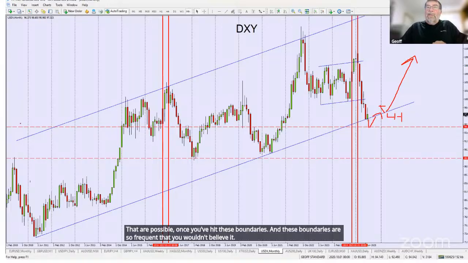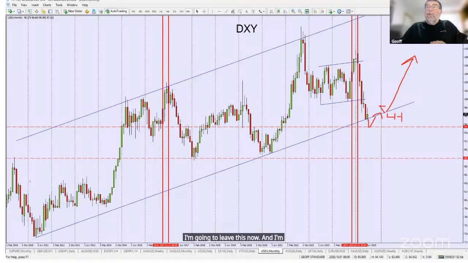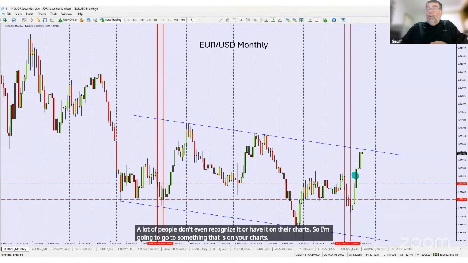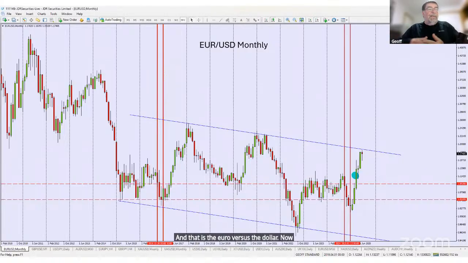I'm going to leave this now and I'm going to go to the euro dollar chart, which is really a proxy for the US dollar. So maybe you don't trade the dollar index. A lot of people don't even recognize it or have it on their charts. So I'm going to go to something that is on your charts, and that is the euro versus the dollar. Now, this is a complete reversal of the chart that you just looked at. Once again, we're on the monthly chart, and the monthly chart is telling me exactly the same thing.